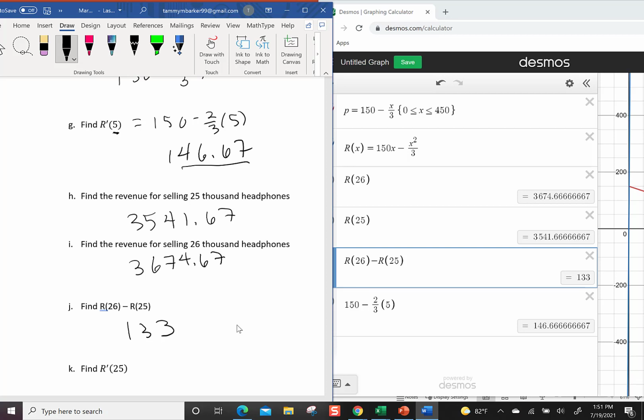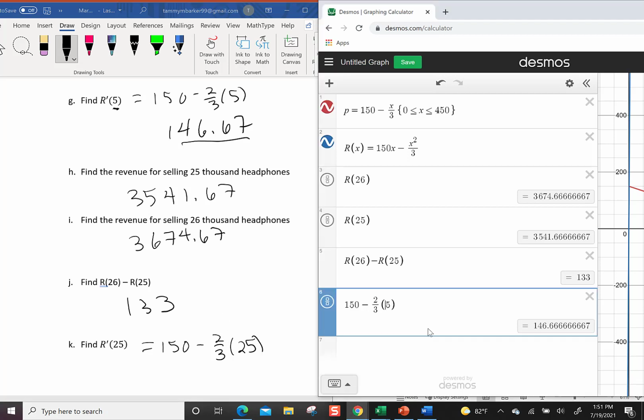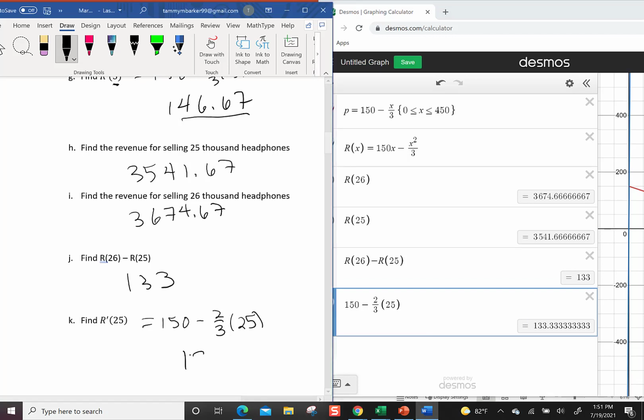We want to, one more time, use the derivative to figure out what happens at 25. So remember that was 150 minus 2/3 of our x value, which was 25. So I'm just going to go back to what I had earlier, change that 5 to a 25, and it says the expectation from our derivative is that it would be 133.33. Again, a very close approximation between subtracting the values and finding the derivative.